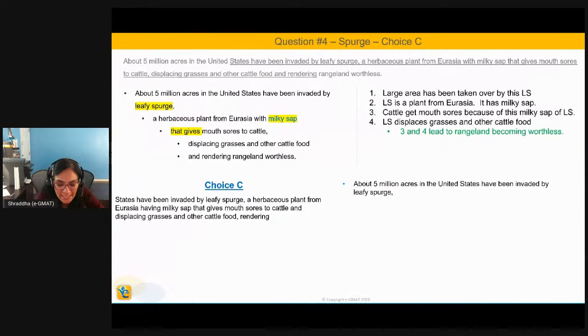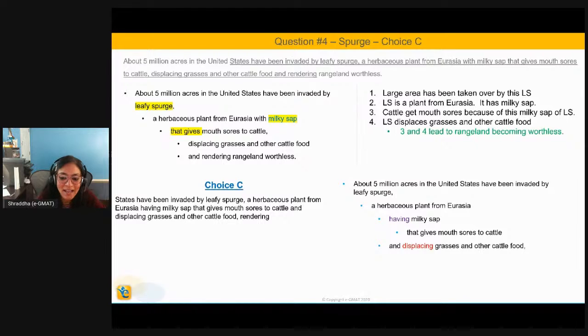What's happening in choice C is that if you look at the structure, about 5 million acres in the United States have been invaded by leafy spurge, a herbaceous plant from Eurasia having milky sap that gives mouth sores to cattle and displacing grasses and other cattle food. So we have two verb-ing modifiers here: having milky sap, which is talking about the herbaceous plant, which is again leafy spurge, and displacing grasses, which is another verb-ing modifier connecting with a herbaceous plant. However, this list looks logical because both of them are verb-ing modifiers and both of them modify the same noun entity, a herbaceous plant.